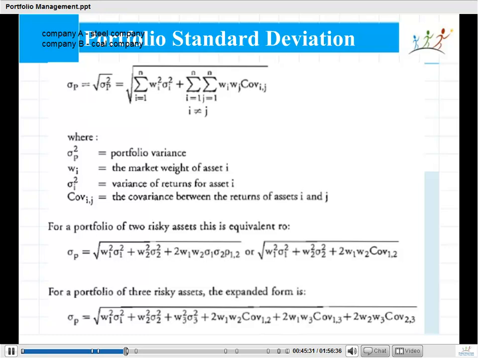Now, the expected return of a portfolio was calculated as the weighted average of the two. So W1 into R1 plus W2 into R2, that is the weight of the second stock into the return on the second stock, was the expected return.